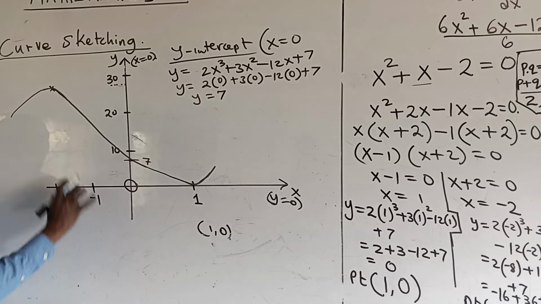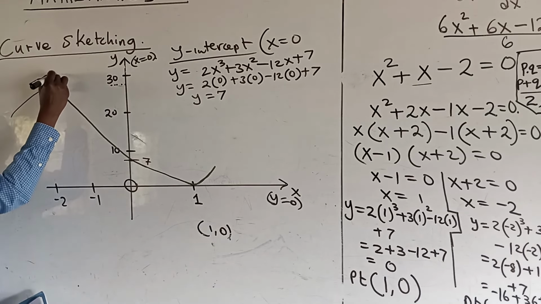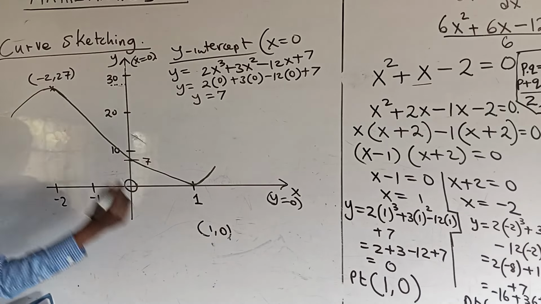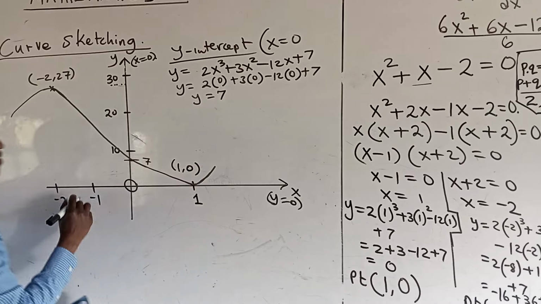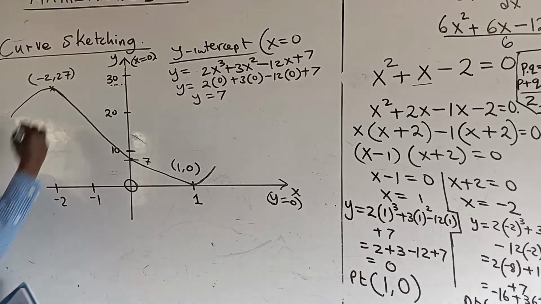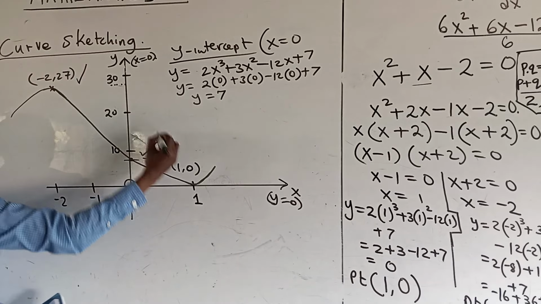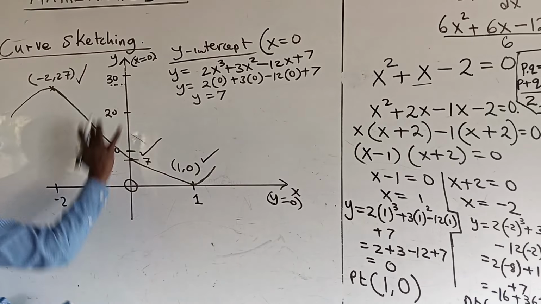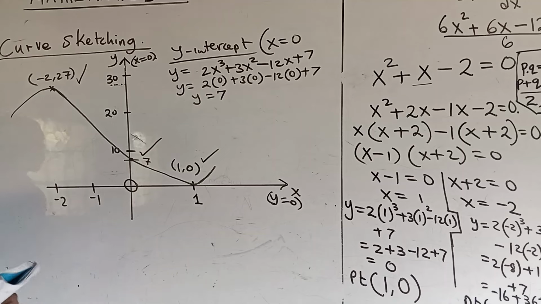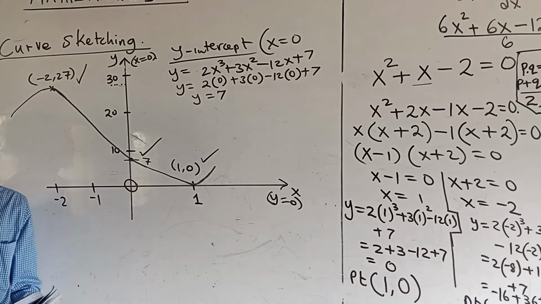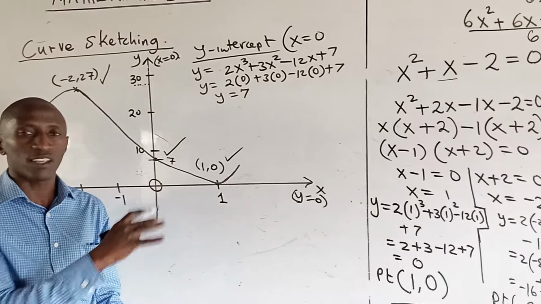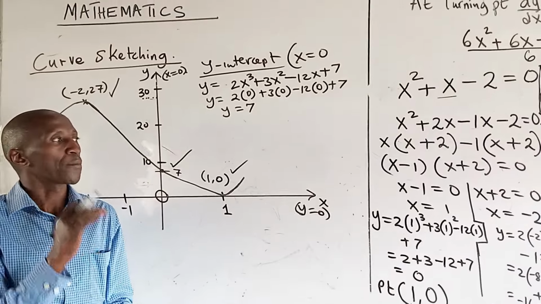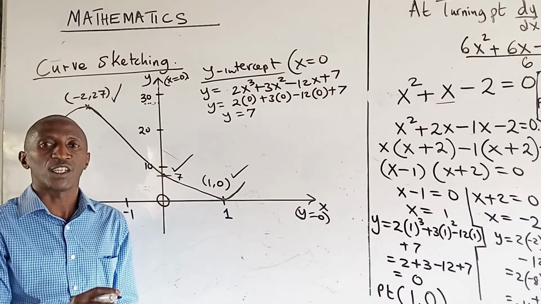That way, we shall have shown it. It is important we show these turning points so that we are able to record everything. We need to show that one, and that one, and in general the overall picture, so that we can score such a question 10 out of 10. So that's just one example in how to go about differentiation.